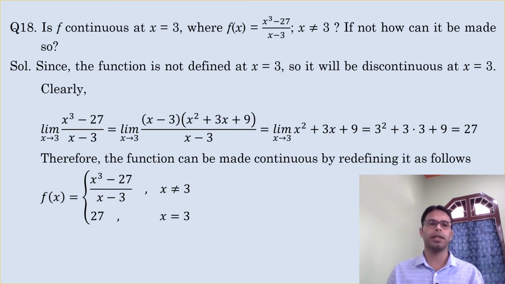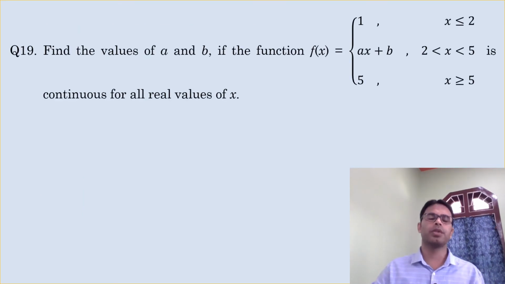So next we take this question: find the values of a and b if the function f(x) equal to, this is the total function given, is continuous for all real values of x. We have already done this type of question, though I am going to solve this question for you. Okay, so take the solution.